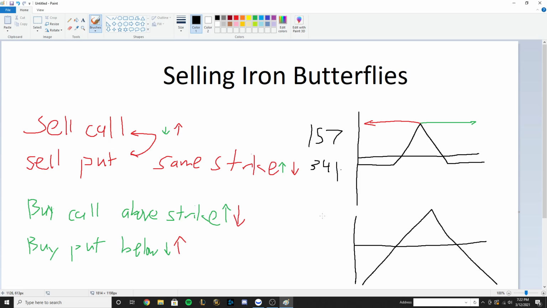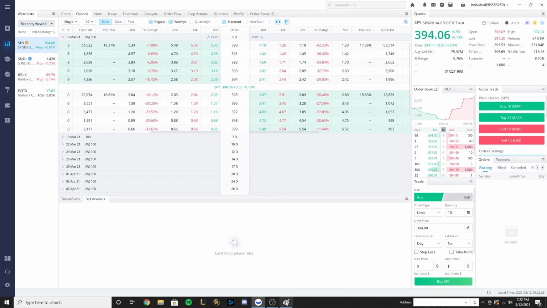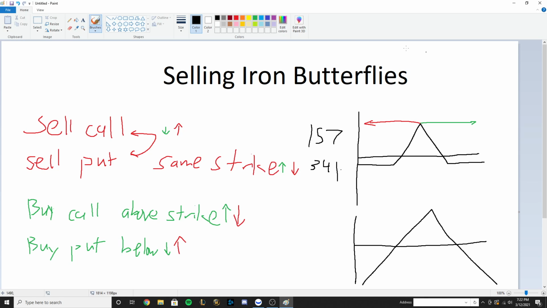So doing some quick math, that means that our total credit received is 341 plus 157. That is $504. So our credit is $504. And then we're going to buy the call above the strike, and then we're going to buy the put below.